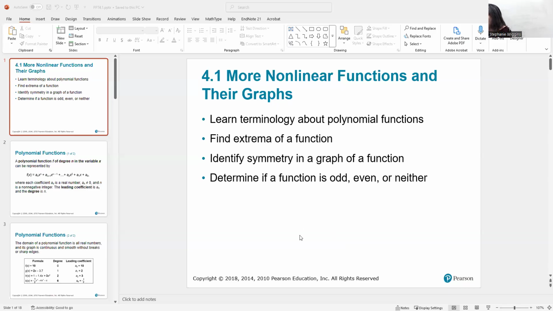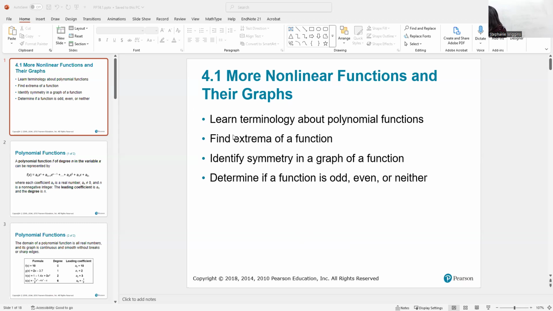Okay, in your week 7 modules, there's a PowerPoint presentation for starting with chapter 4, section 4.1. And I'm just going to go through that to introduce the concept of polynomials. So I'm going to share my screen. Okay, so here we have 4.1, more nonlinear functions and their graphs.